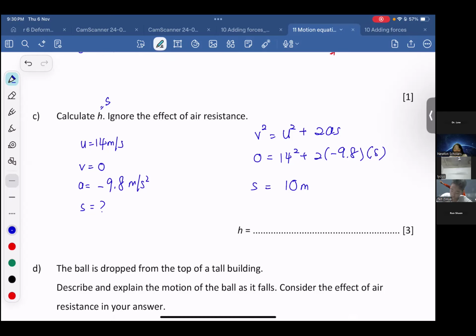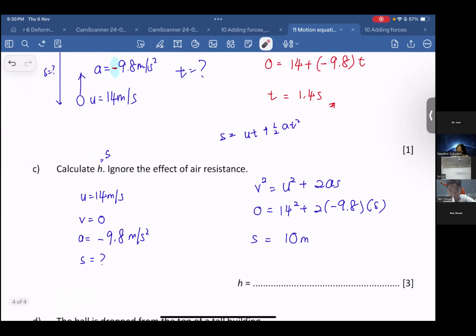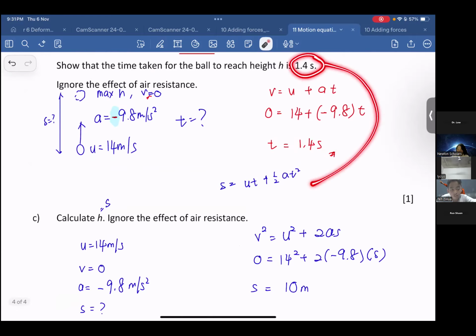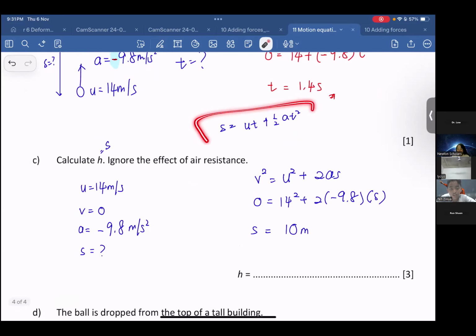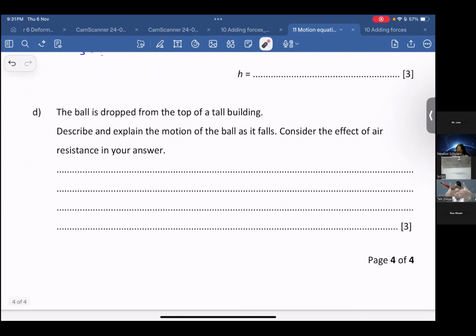Used ut plus 1 over 2 at squared, the third formula, for C. So this one is s, right? Also correct, because here 1.4 is the correct answer. So as I told you, you can apply other formulas, and they will give you the same answer. Okay, last one.